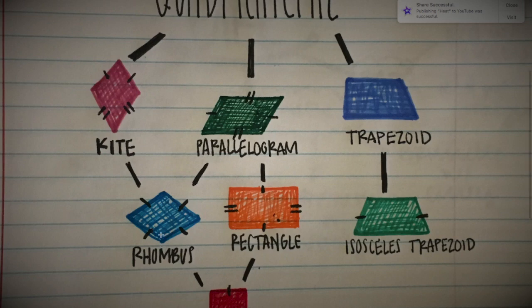So a rhombus is a kite. You could say a rhombus is a kite. You could say a rhombus is a parallelogram. And you can say a rhombus is a quadrilateral.